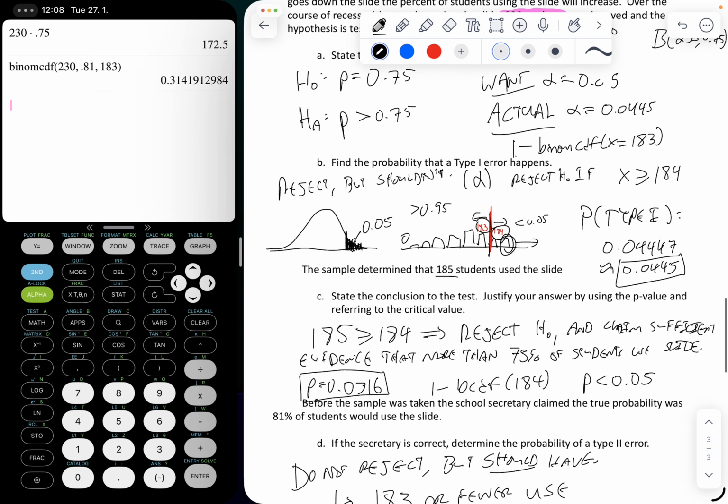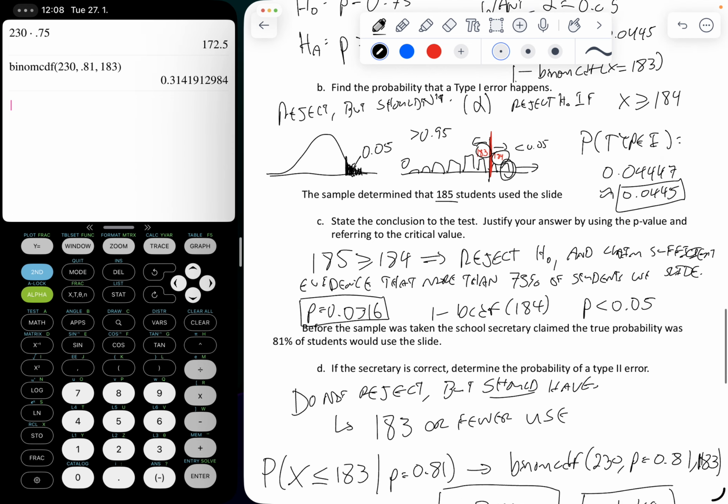So this is all about defining that critical region, finding that value where you have less than 5% in the tail, and you have more than 95% in the do not reject region. All right? Hopefully this is helpful.